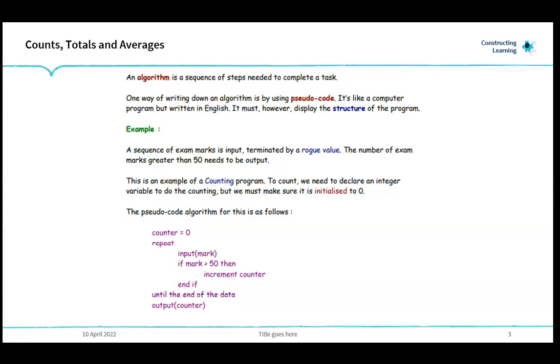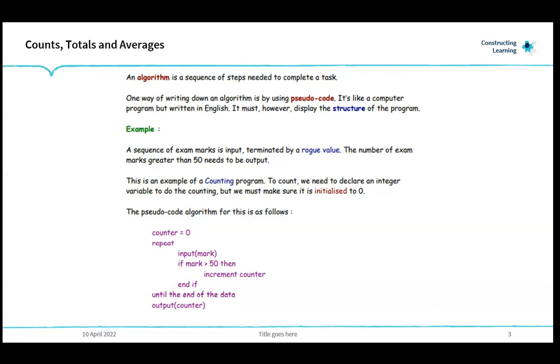One way of writing down an algorithm is by using pseudocode. It's like a computer program, but written in English. It must, however, display the structure of the program. So as an example, a sequence of exam marks is input and terminated by a rogue value. The number of exam marks greater than 50 needs to be output. This is an example of a counting program.